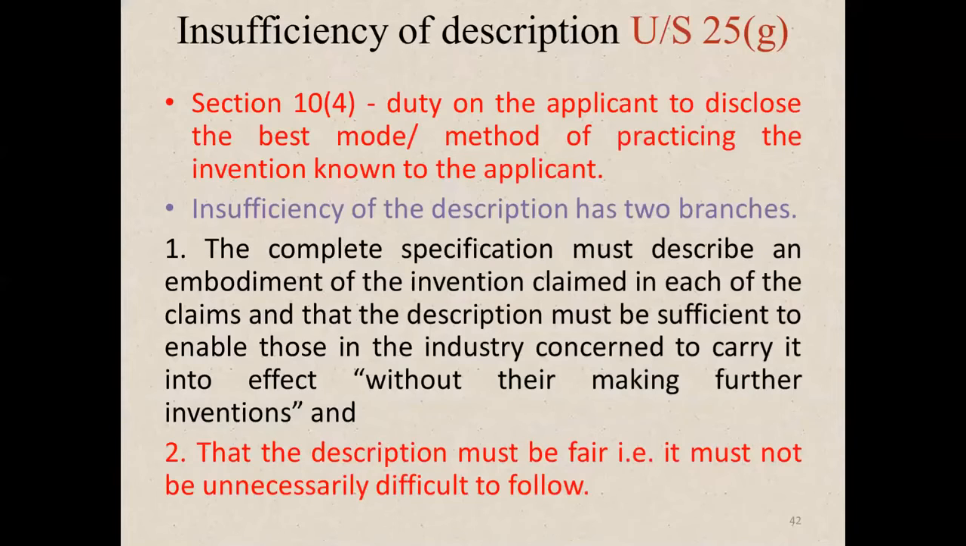So now we will move further, and this is the third most important ground where people like us, an individual, fall prey: do not sufficiently disclose the invention.